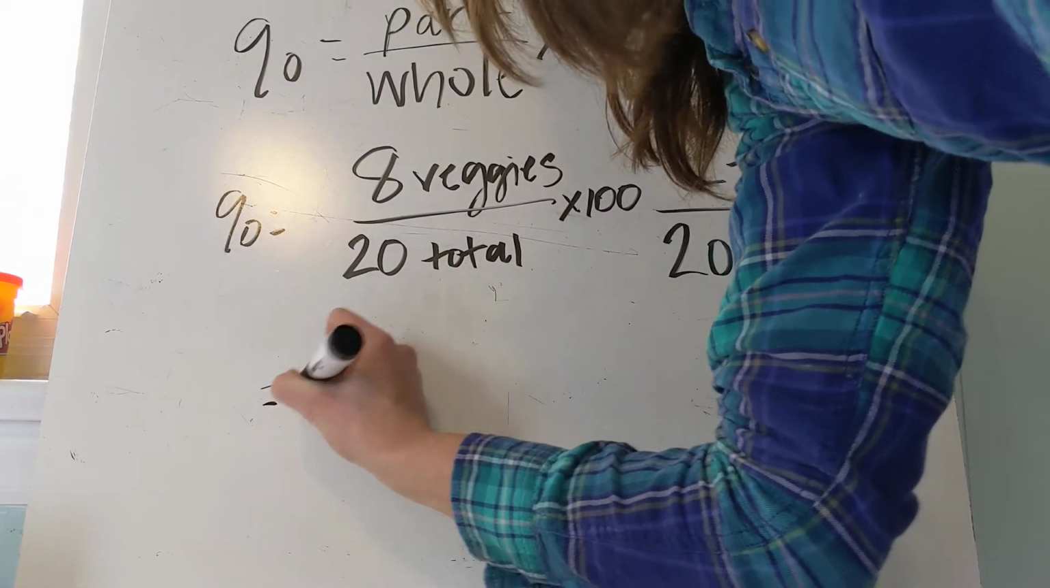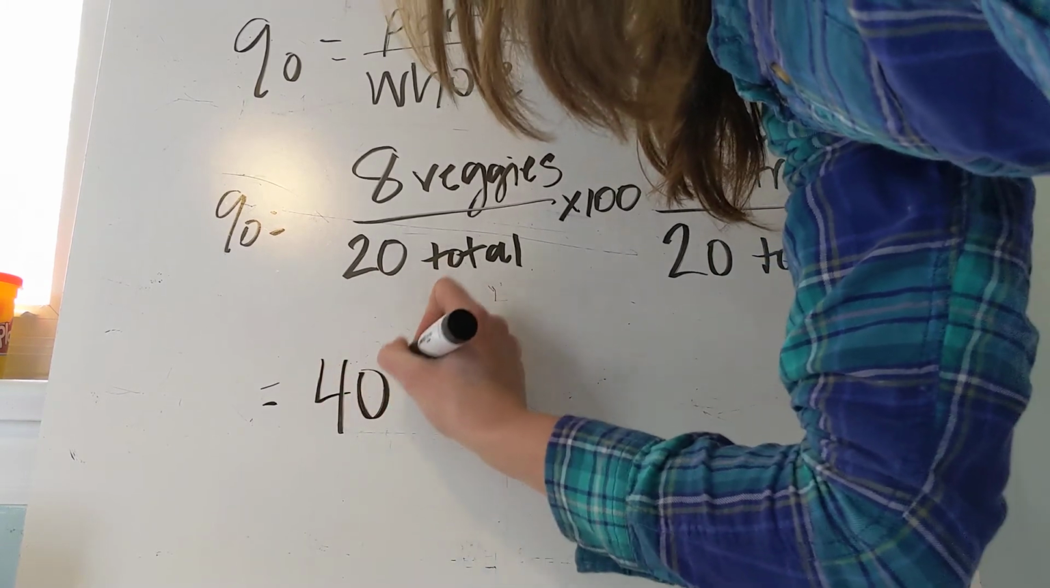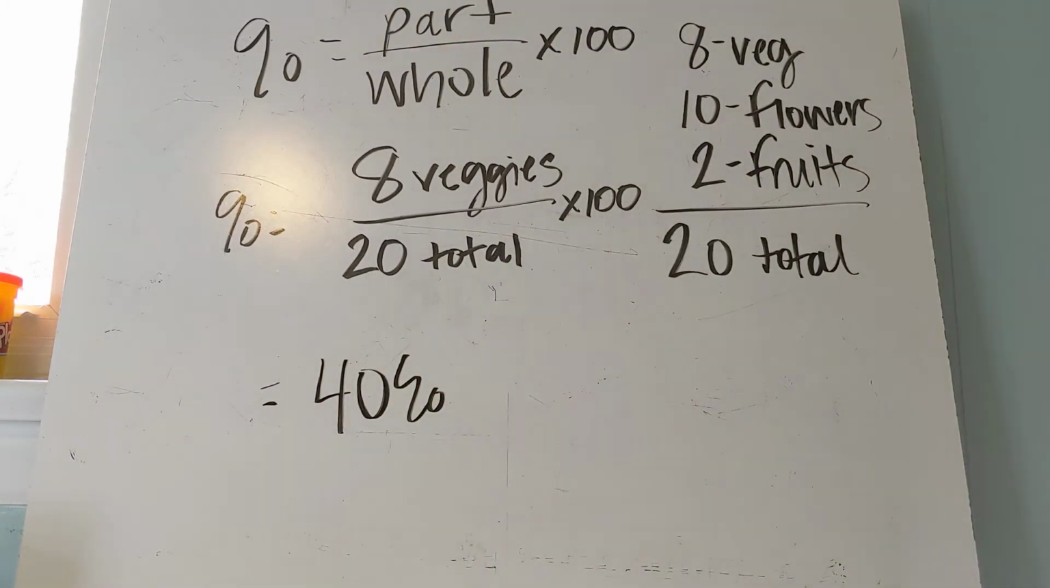And I get 40%. So 40% of my garden this summer is going to be vegetables. All right. Now let's start to apply that to concentration.